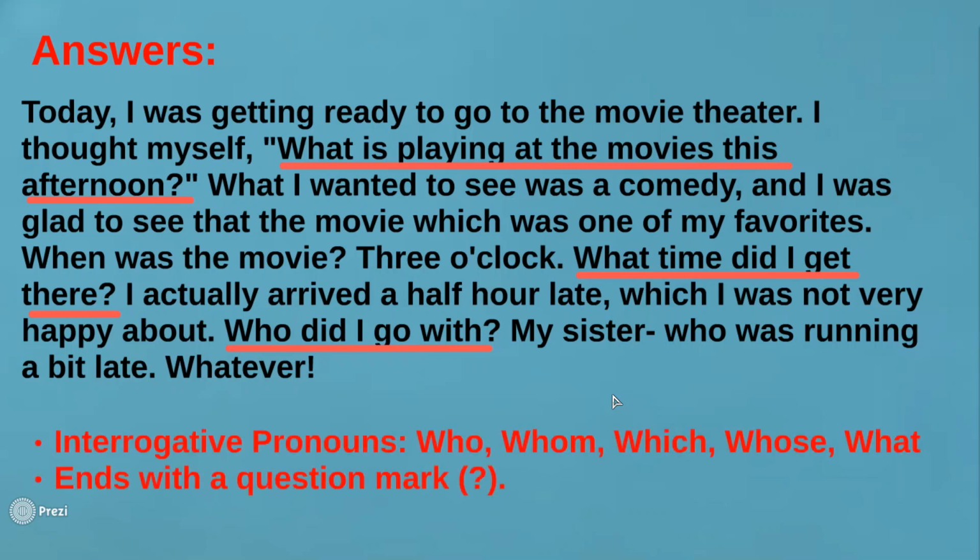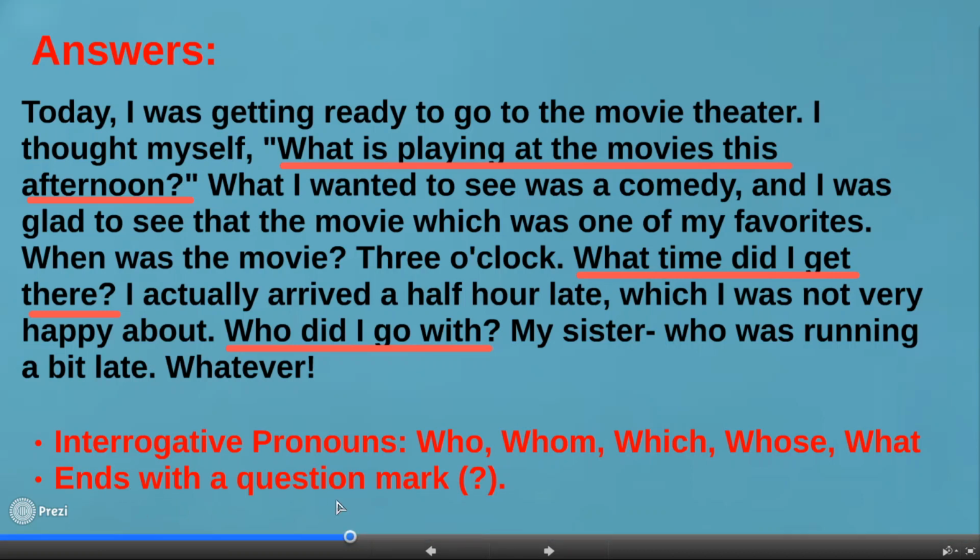So remember this reminder. You need to memorize these 5 words only: who, whom, which, whose, and what. These are the interrogative pronouns. And remember that all interrogative pronouns that you're going to consider should end, okay, that sentence should be ending with a question mark.